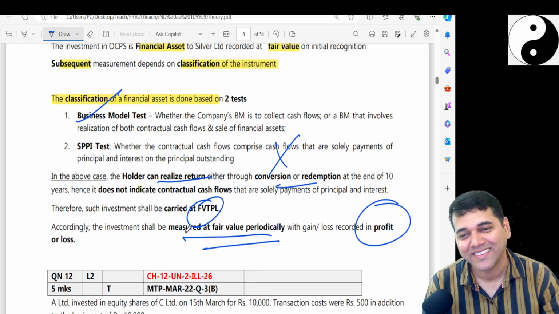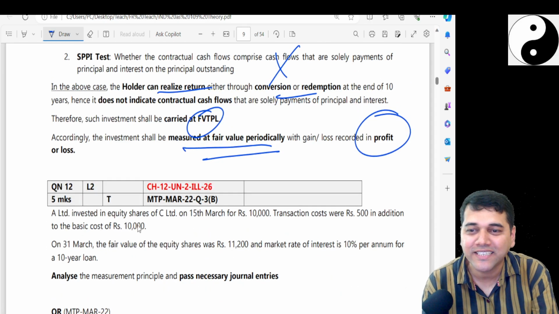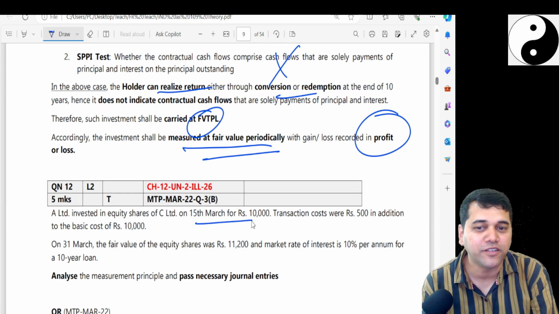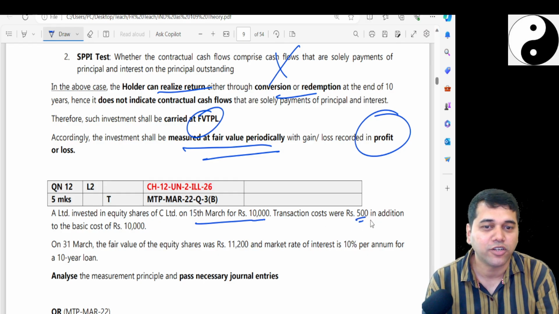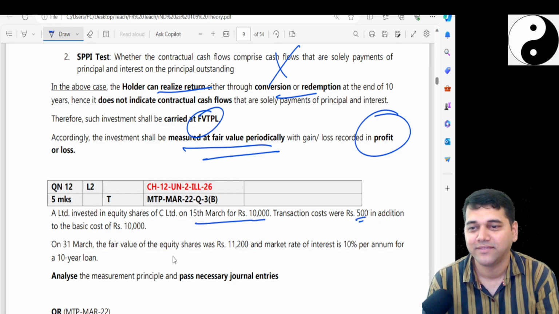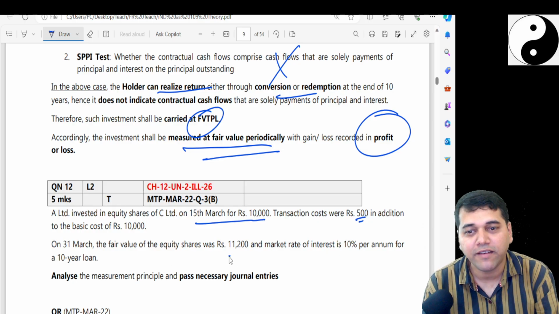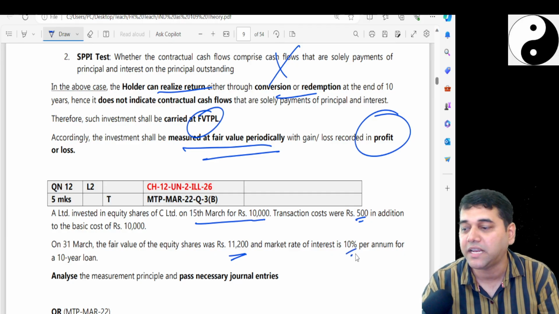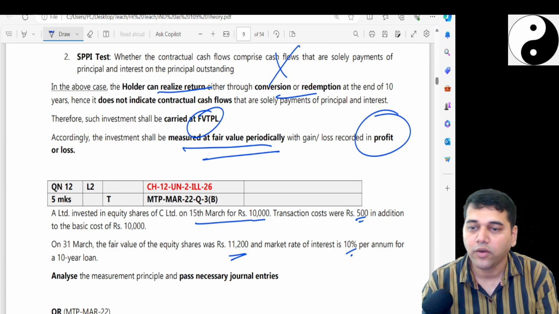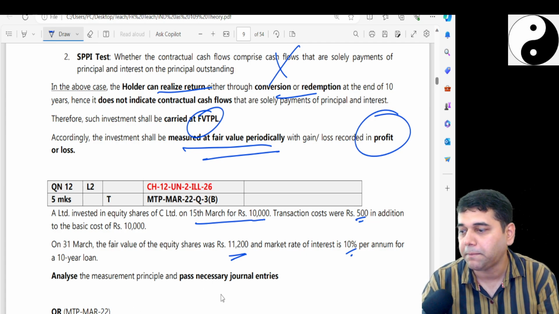Clear? Okay, next question. A invested in equity shares on 15th of March for 10,000 rupees. The transaction cost is 500 rupees. On 31st March, the fair value is 11,200 rupees. Market interest rate is 10% per annum for a 10-year loan. Now analyze the measurement principle and pass necessary journal entries.